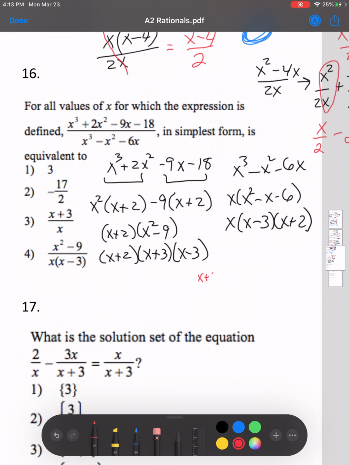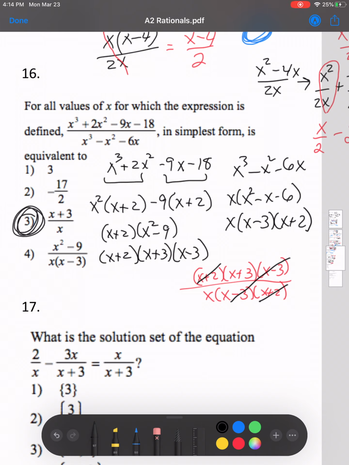We have x plus 2, x plus 3, x minus 3 in the numerator. We have an x minus 3 and an x plus 2 in the denominator. Cancel out like terms. There go the x minus 3's, and here go the x plus 2's, and that leaves me with an x plus 3 over x, making choice 3 our answer.